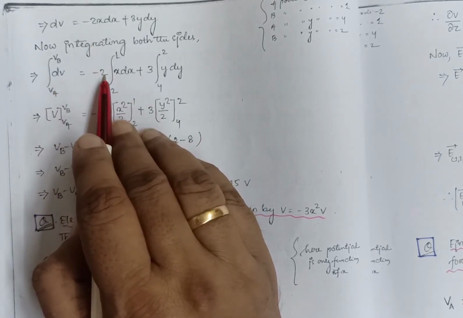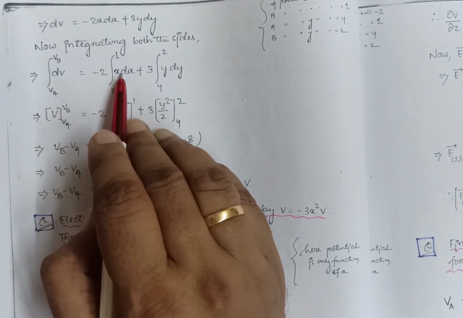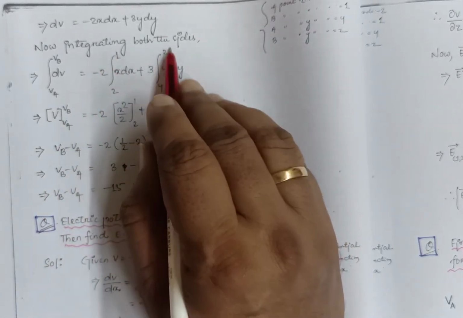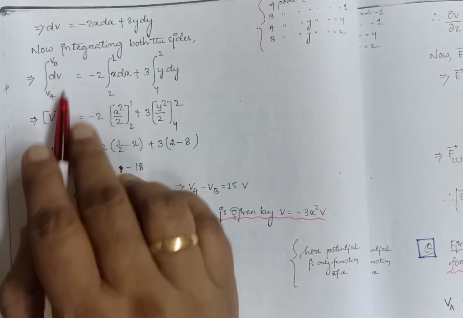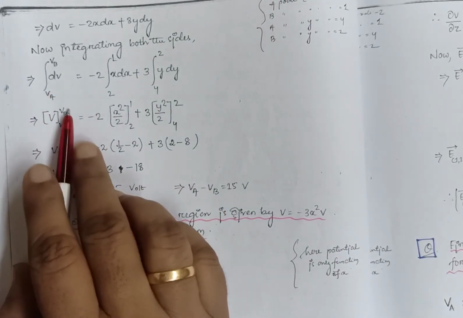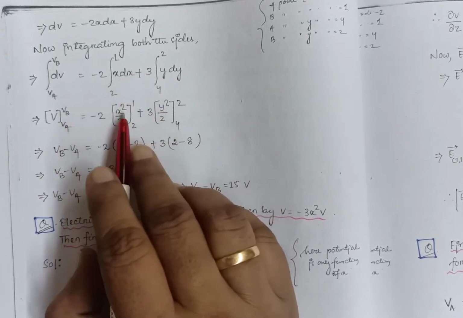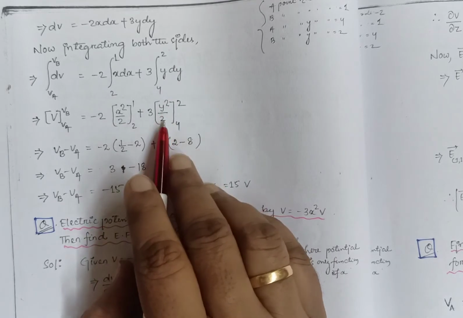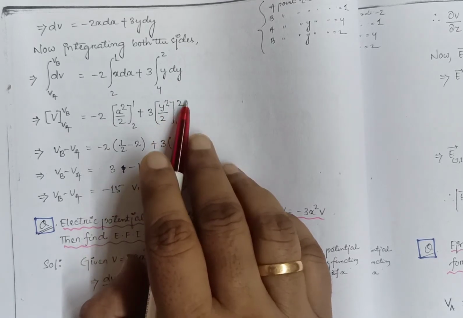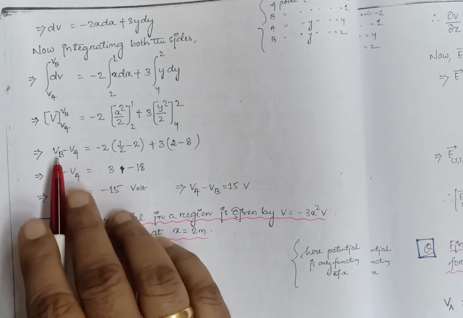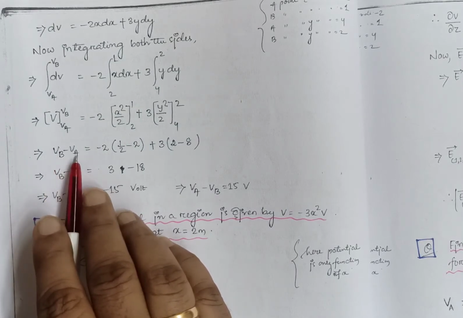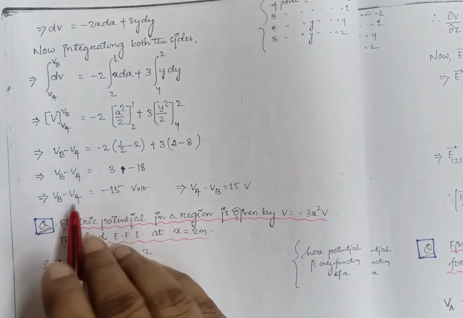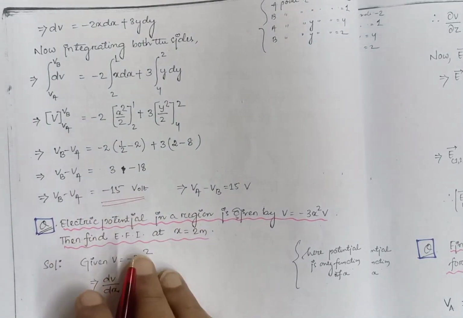The constant minus 2 is taken outside, x. From the data, the variable x goes from 2 to 1, and the variable y goes from 4 to 2. Then the integration of dV is V, with limits VA and VB. The integration of x dx is x square by 2, with limits 2 to 1. The integration of y dy is y square by 2, with limits 4 to 2. Then we have calculated the potential at B minus the potential at A. Putting the limiting values in the respective parts, the potential difference is calculated as minus 15 volt.